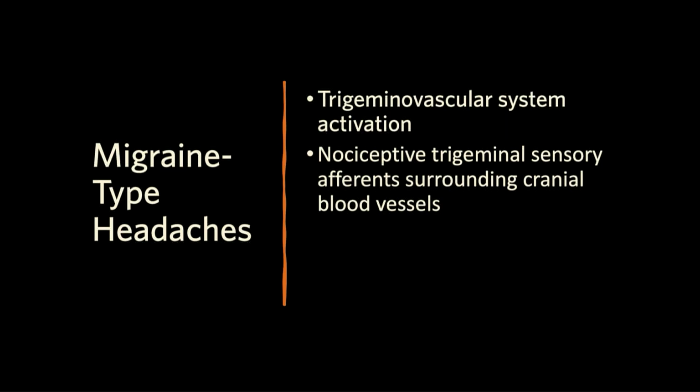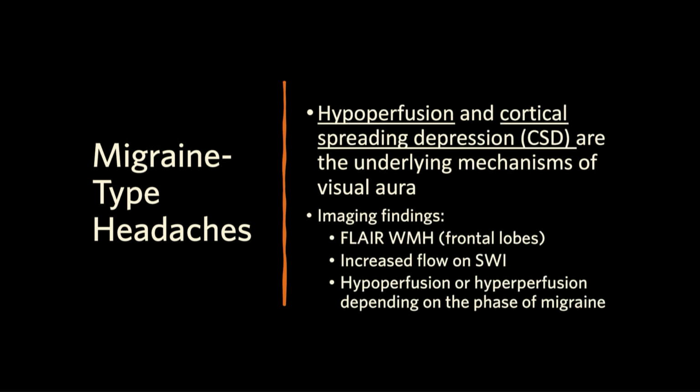If we think about migraine headaches, this is a neurovascular process, we've learned. Something called the trigeminal vascular system is activated, and these are trigeminal sensory afferents that surround cranial blood vessels. So you can imagine there's a perfusion problem here, and that perfusion problem is responsible for the aura that patients get. There are probably several people in here that have classic migraine headaches. It's that hypoperfusion, hyperperfusion aspect of the vessel and almost a relative ischemia in certain parts of the brain that ends up causing the visual aura of a classic migraine headache.